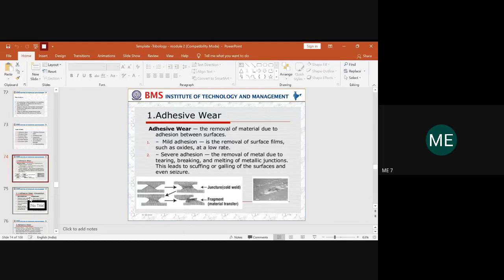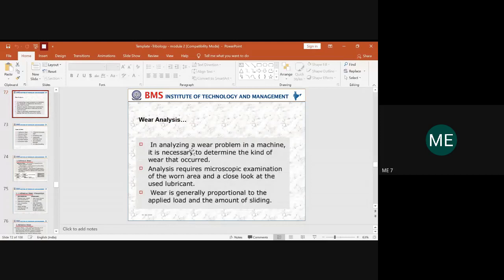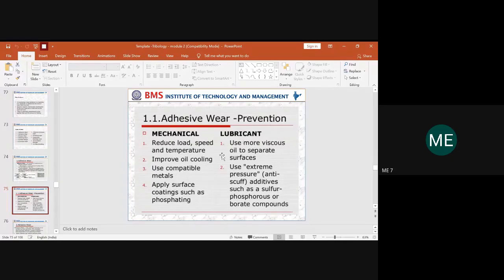So when you know that these are the problems which come up, you should be able to understand how they can be prevented. To prevent them, you should do a proper wear analysis as I showed you before. The wear analysis, again, depends on the three classes which I have already explained, right? So you have to see how the adhesive wear could be prevented, with respect to the mechanical aspect and with respect to the lubricant.